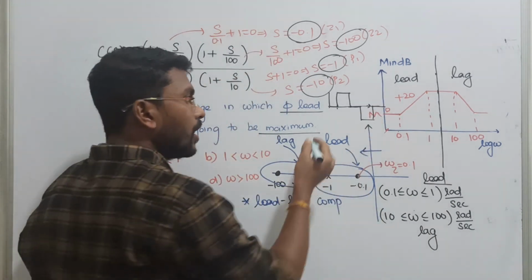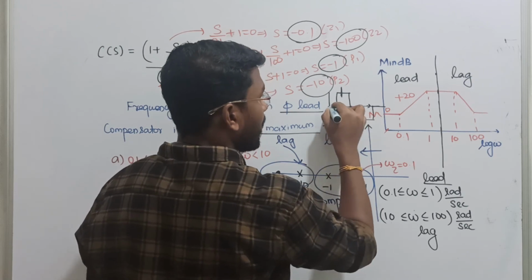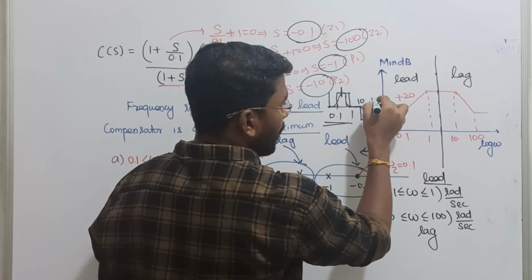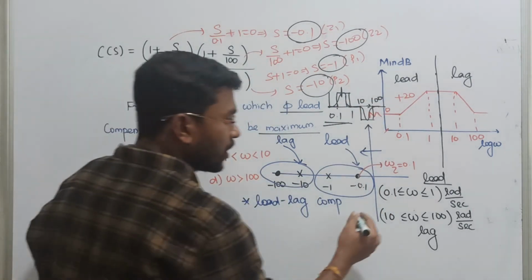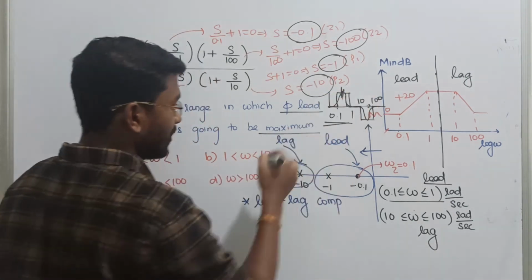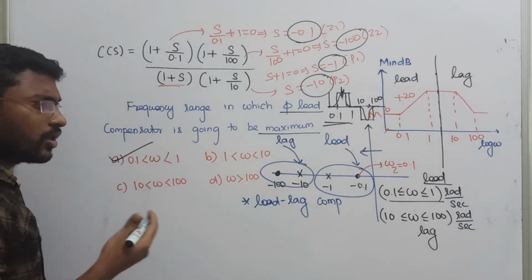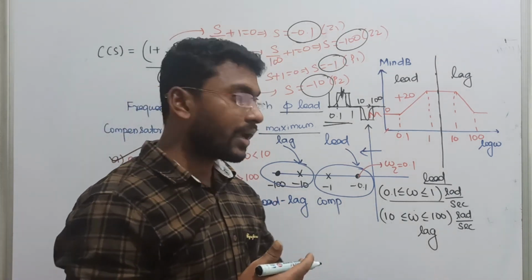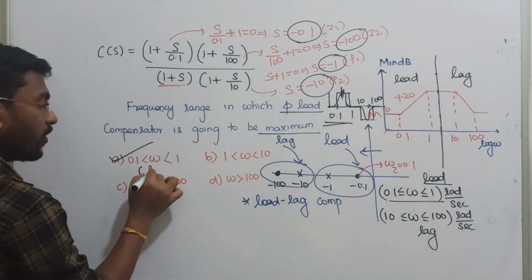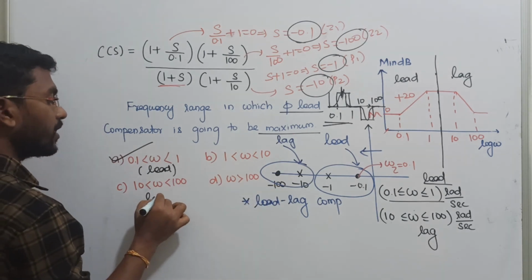See, the maximum phase lead happens between 0.1 and 1, where we are getting the leading phase angle. Lagging phase will happen between 10 and 100. So the correct answer for our question is 0.1 to 1, where we have leading phase angle. We are reaching maximum phase lead. Suppose in the question they had asked for lagging, then the answer would be 10 to 100. For leading, this is the answer for our question.